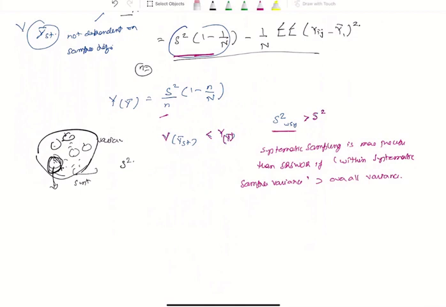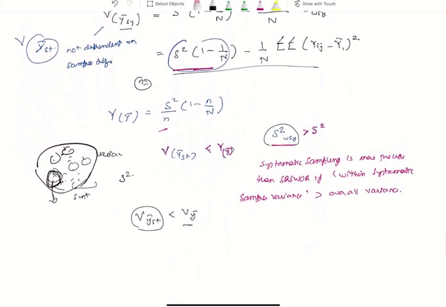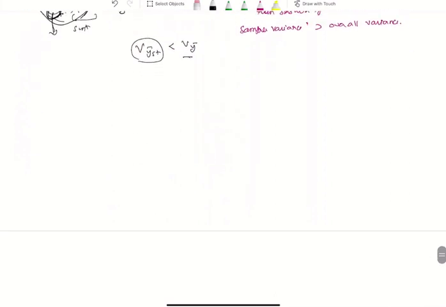the variance of y bar st is less than the variance of y bar, or we can say that this is much more precise than this, only when small S square is more than the capital S square. So, another form of variance of the sample mean.